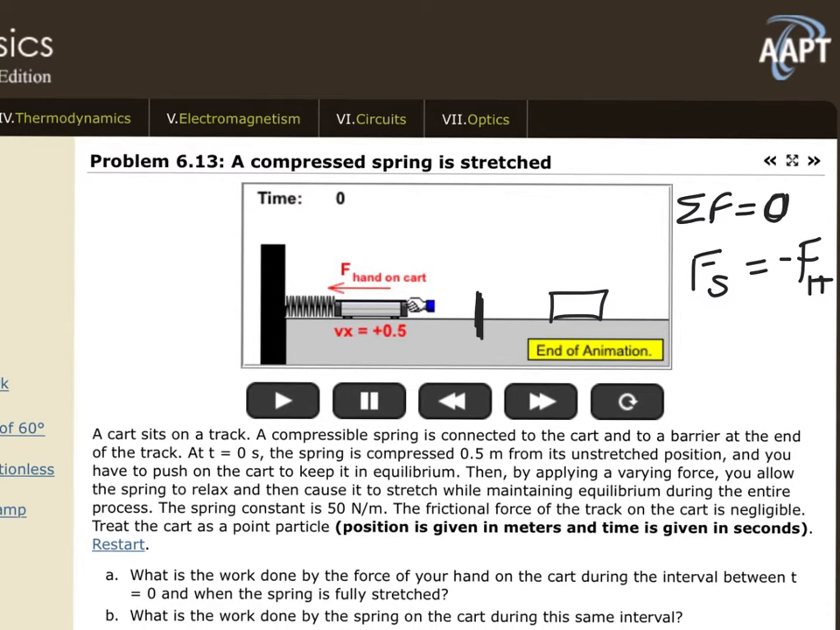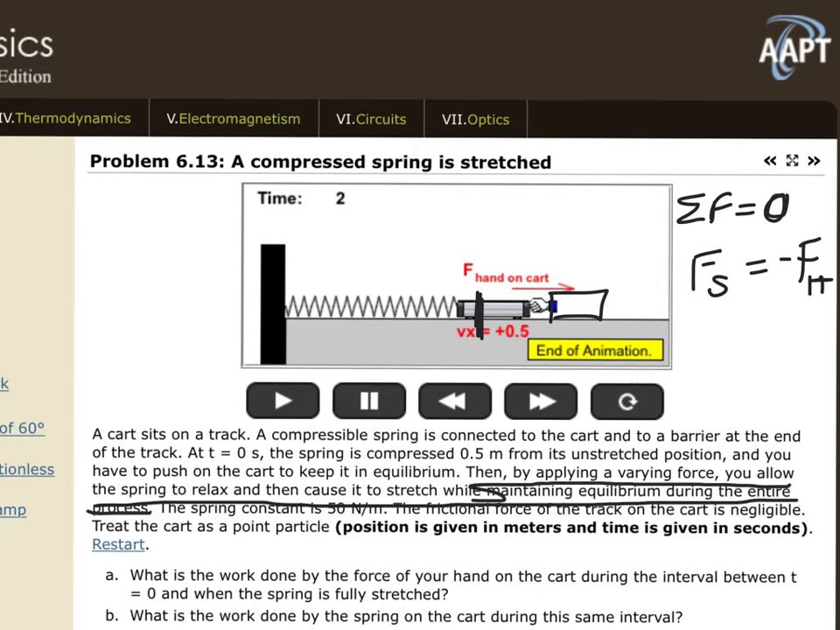That's not obvious at first, but it actually tells us that in the description. By applying a varying force, you allow the spring to relax and then cause it to stretch while maintaining an equilibrium during the entire process. Okay, this is a little tricky when you first see it. You may be fooled by it.